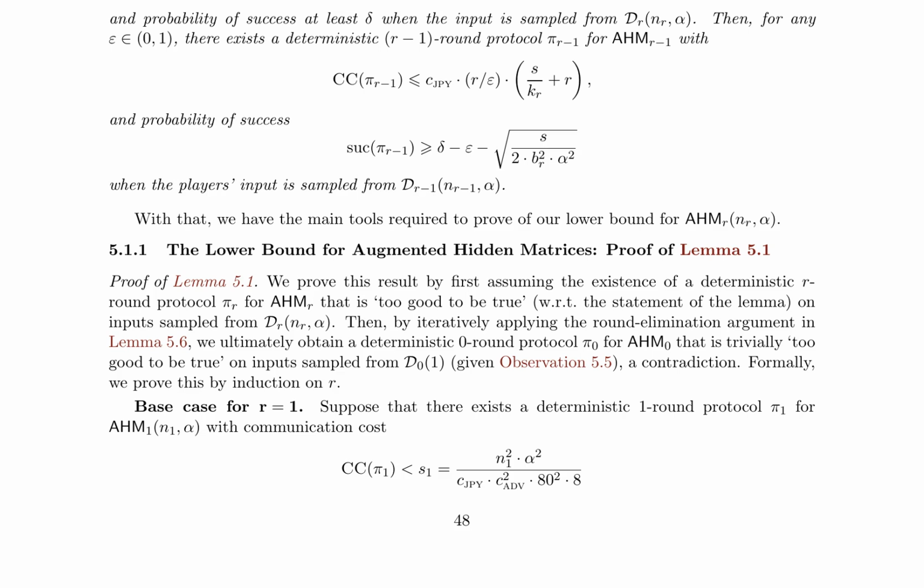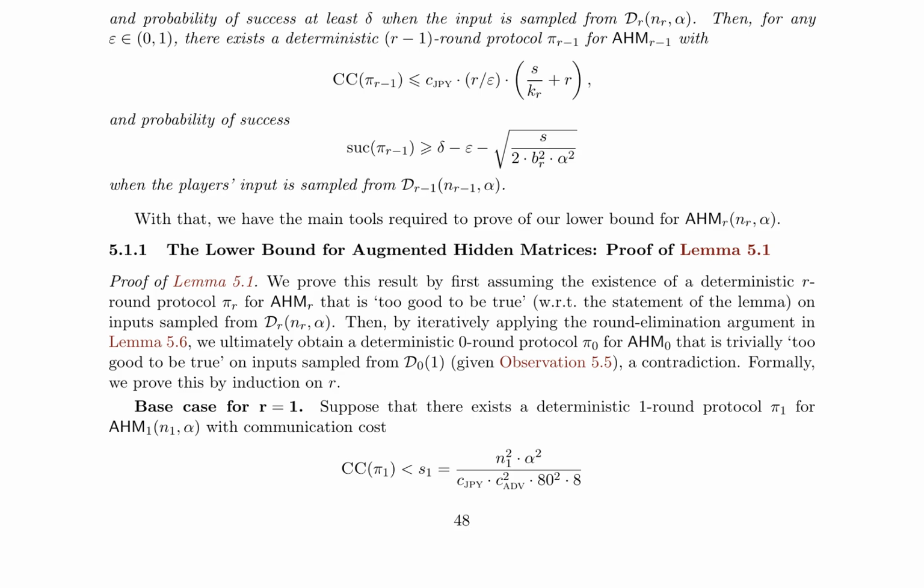The proof of lemma 5.1 involves an inductive argument, starting with the assumption that a deterministic round protocol exists with a too good to be true communication cost and probability of success. By iteratively applying the round elimination argument in lemma 5.6, the authors ultimately obtain a deterministic zero-round protocol for AHM0 that is trivially too good to be true, leading to a contradiction.